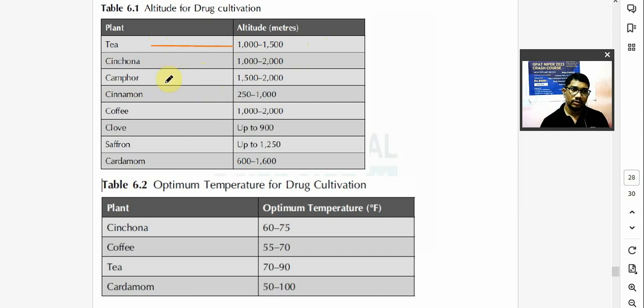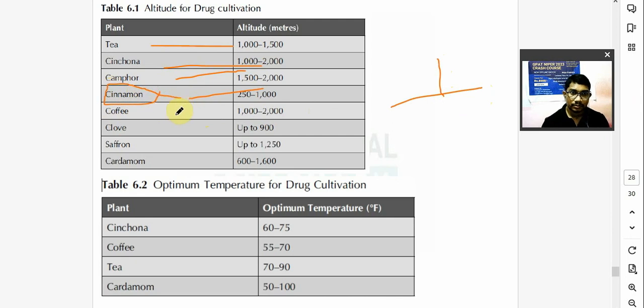So for the coffee, altitude required is 1000 to again 2000, for the clove again up to 900. देखो क्लोव भी सी लेवल से थोड़ा नजदीक ही ग्रो करता है। और सैफरन 1.25, सैफरन आता है कश्मीर में, देखो अल्टीट्यूड कितना ज़्यादा है। For cardamom also 600 to 1600, it is also grown in the coastal region.